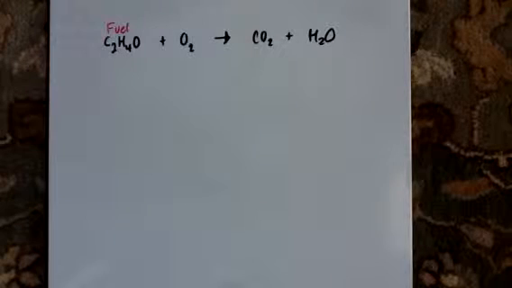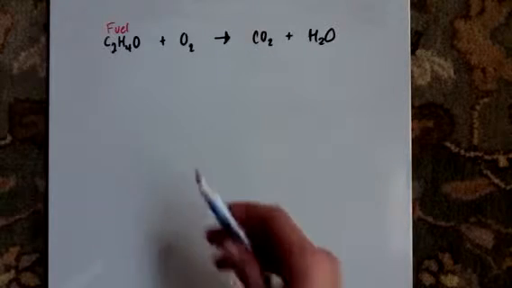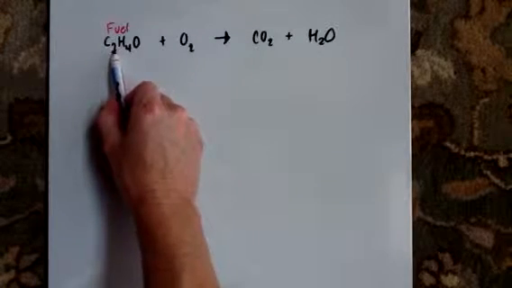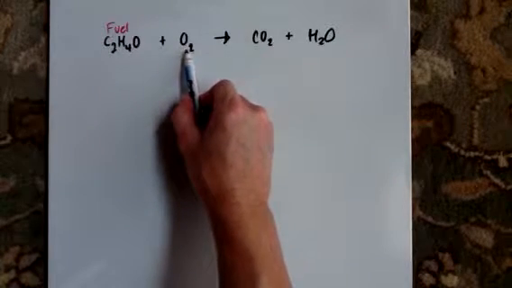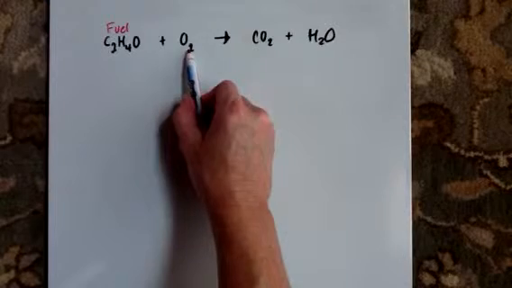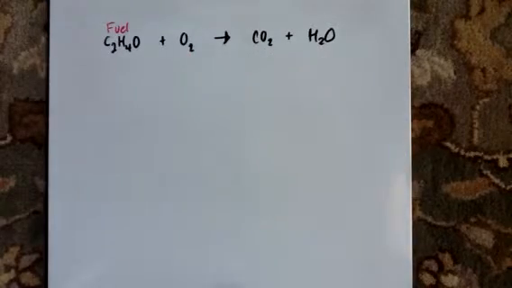Let's look at balancing this chemical reaction. This reaction involves burning of fuel. I can tell because this compound is a CHO compound, that's a fuel, plus oxygen, that means I'm burning it, and the two products are carbon dioxide and water.